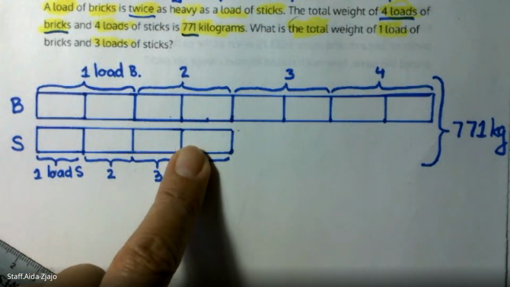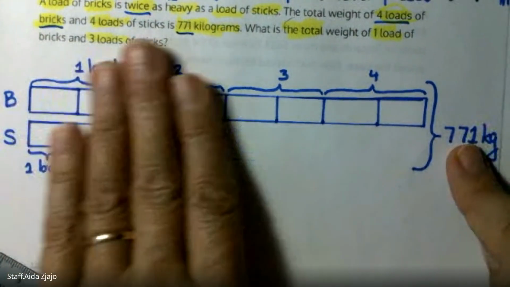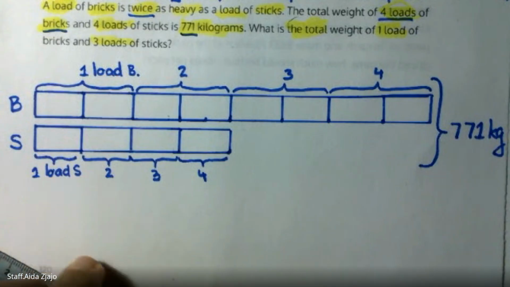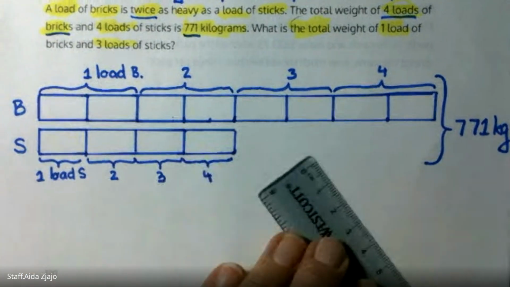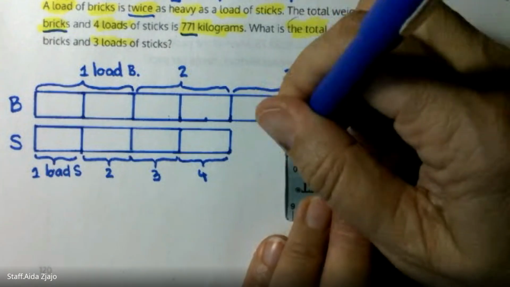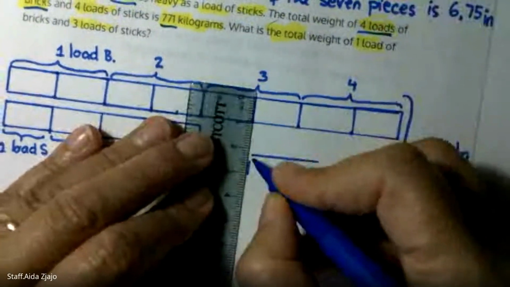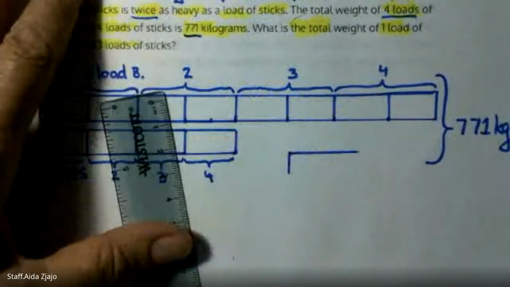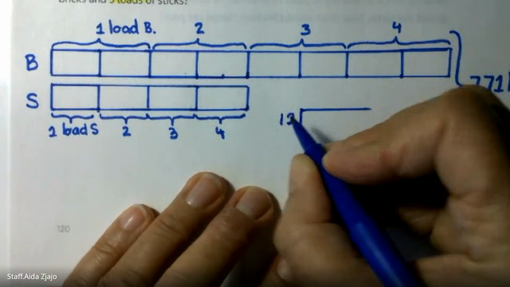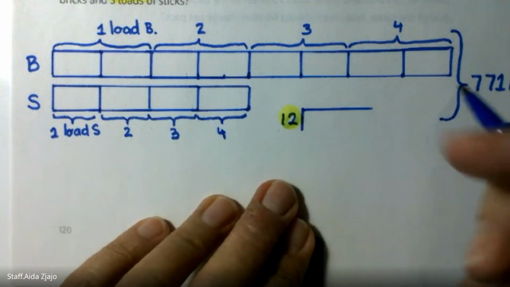They are equivalent. So now to find what 1 is, I take the whole thing, 771, and divide in groups of 12. So I am going to use the standard algorithm, and I'm going to start right here. All right, can you see it? Sorry, I'm moving. So my group is 12. I'm going to circle 12.